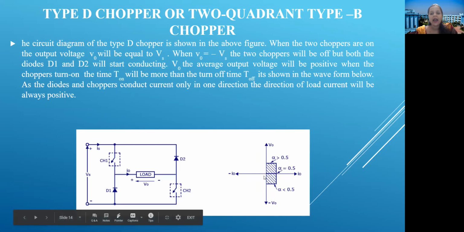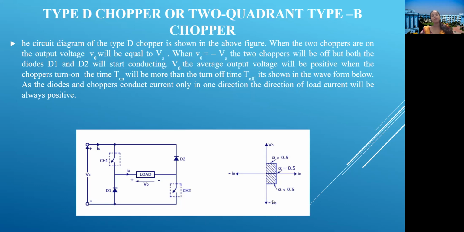Now here again we are having a two quadrant operation. Then how is it different from type C chopper? Because in type C chopper we were also getting a two quadrant operation. See, in the fourth quadrant, we have positive current but negative voltage. Again, this is negative power generation, again there is a negative torque, and again this represents braking. Then how is this fourth quadrant operation different from the second quadrant operation?